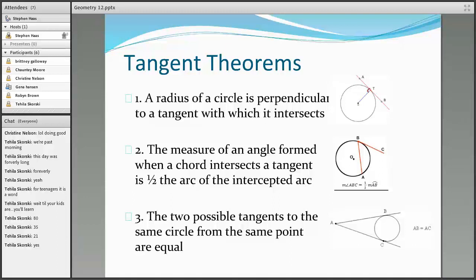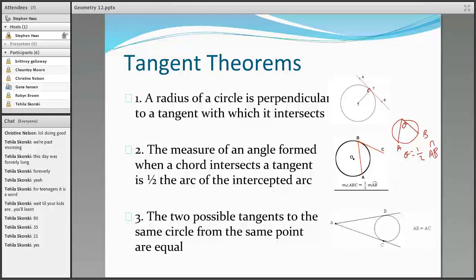All right. Number 2. The measure of an angle formed when a chord intersects a tangent is 1/2 of the intersected arc. This is really the same rule that we discussed yesterday. Remember yesterday we discussed a rule that if you had an angle that's inside a circle, this angle theta, was 1/2. Let's say this is A and this is B. So theta was 1/2 of arc AB. All this middle rule says is that the same thing applies when one is a tangent.